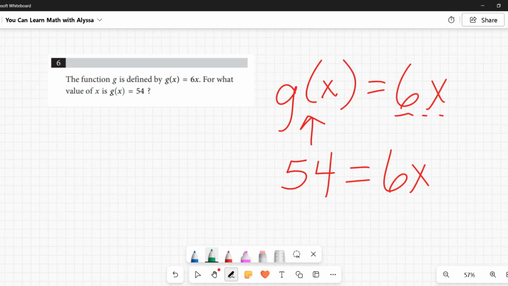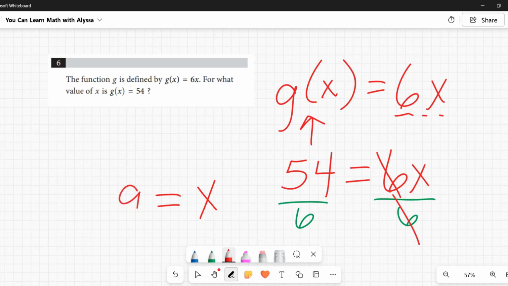I need to undo what's been done. X is being multiplied by 6. The opposite of that is division. So I'm going to divide both sides by 6. So on the right side, the 6's cancel out, so I just have my x left behind. And 54 divided by 6 is 9. So that is my answer, 9. And you can double check that by saying, okay, if g of x is 6x, if I plug 9 in, g of 9, then I put it everywhere here. 6 times 9, 54 is my output. Yep, that is correct. 9 is my answer.